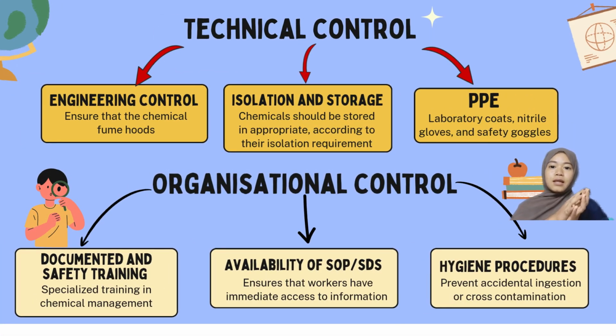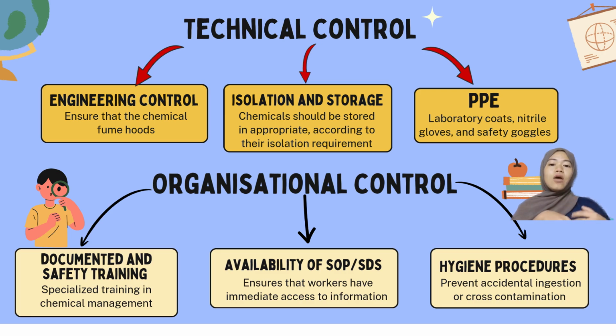Now, let's move to the second pillar, which is organizational control. These controls relate to the human elements, our policies, procedures, and knowledge sharing, which ensure that our technical controls are effective. We focus on three main areas here. First, documented safety training is essential. Everyone must undergo specialized training in chemical management. This isn't just a one-time event, it's an ongoing process to ensure proficiency and to reinforce best practice. This training must be documented to maintain compliance and a clear record of our capability.